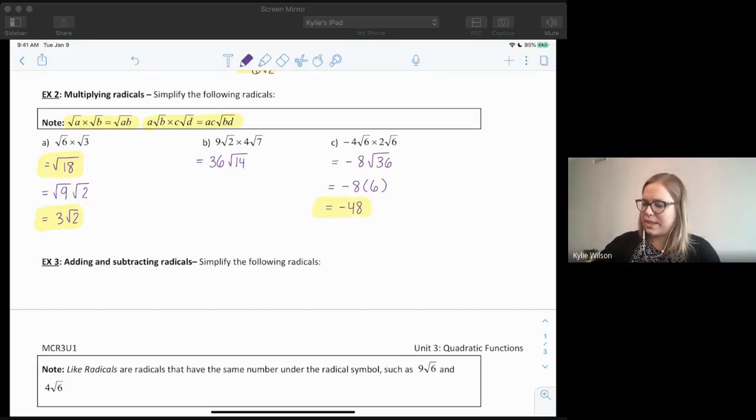Okay, so again, the important thing to note here is that root 6 times root 6 just equals 6. So if we ever get that situation, it always works out that way, which is really handy.